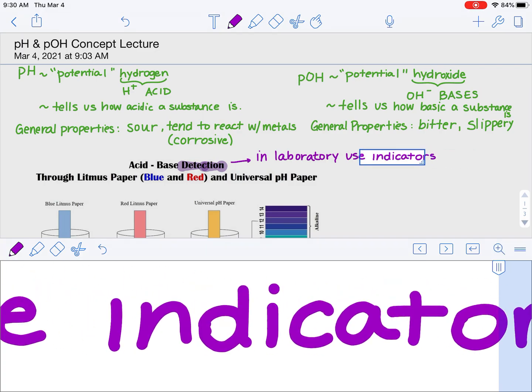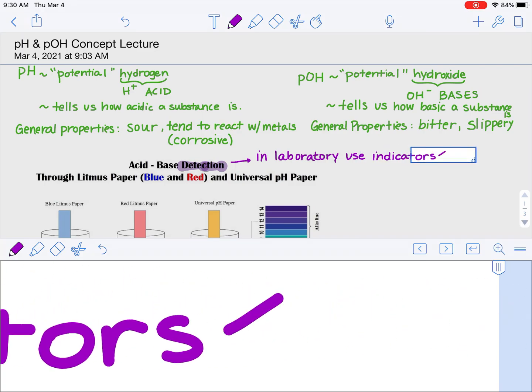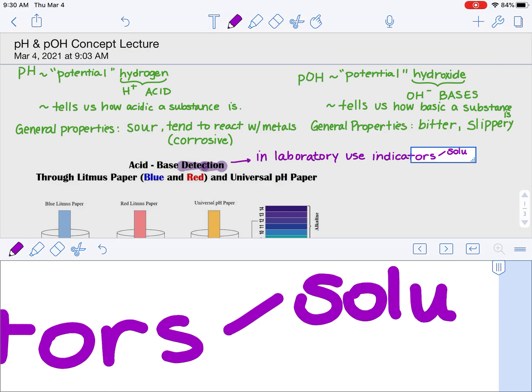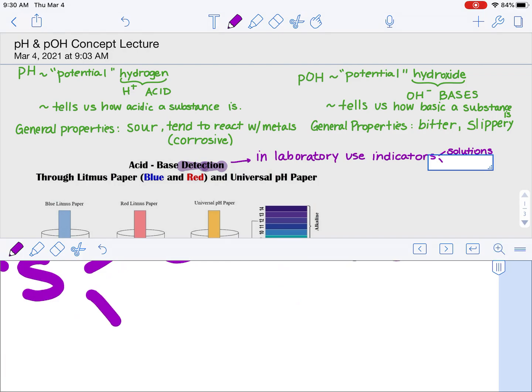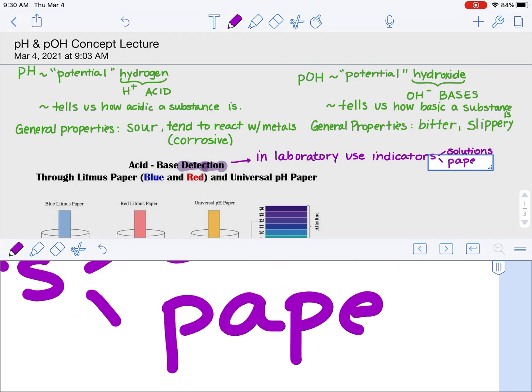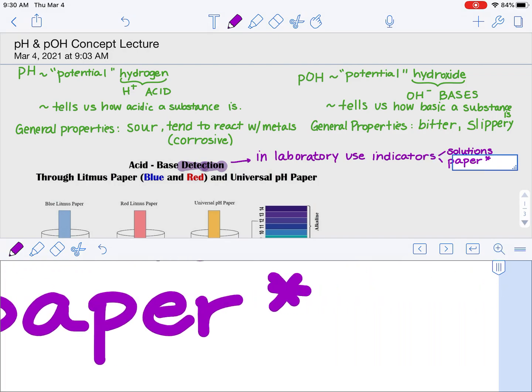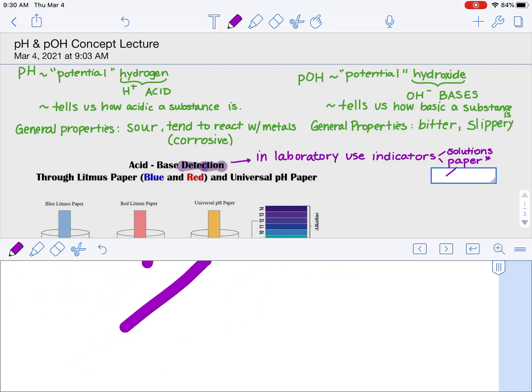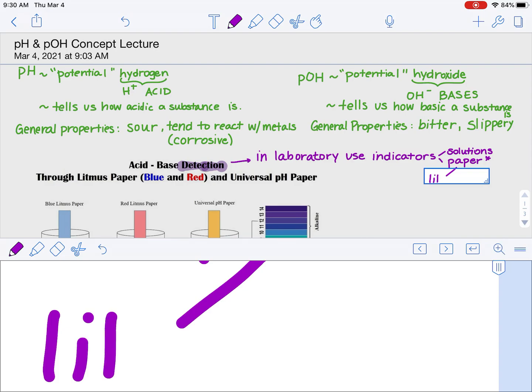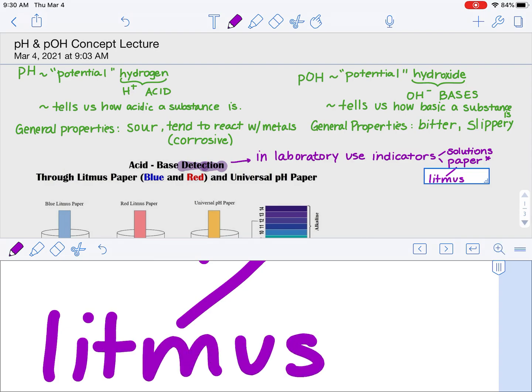we're going to use things called indicators. Some of them are solutions themselves. Other indicators are paper that we can dip into the chemicals. We are going to hyper-focus right now on the paper indicators that can help us tell whether or not our chemical is an acid or a base.